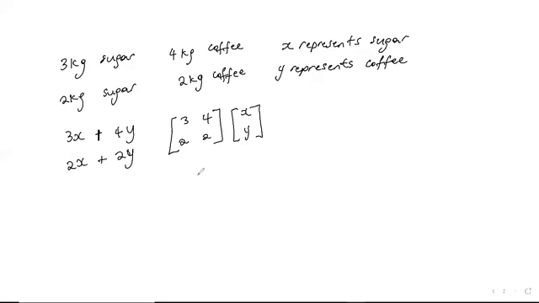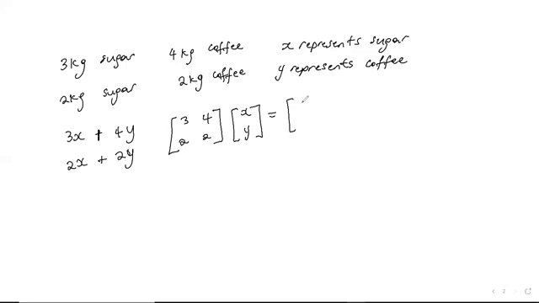Now they say if sugar costs $15 per kg, so sugar costs $15. So this is how you would write it.